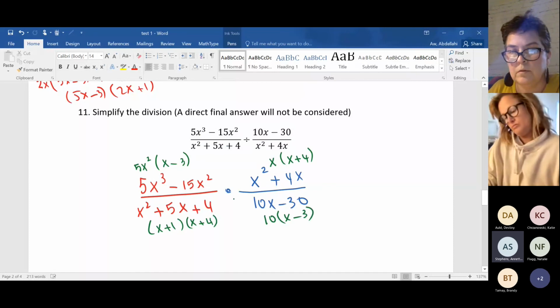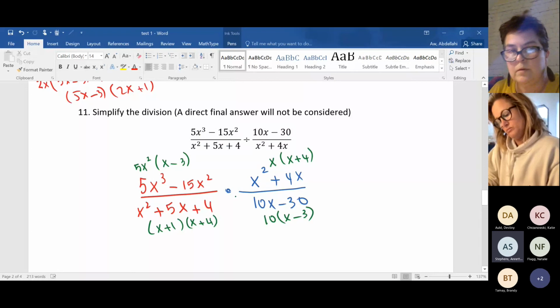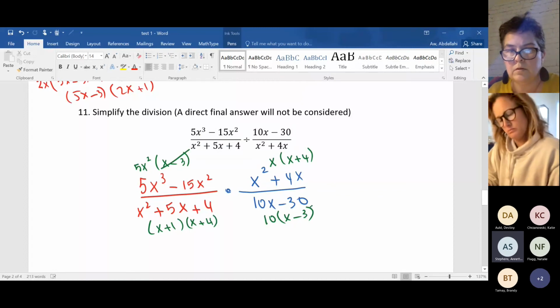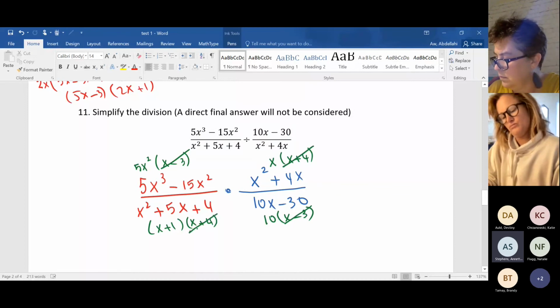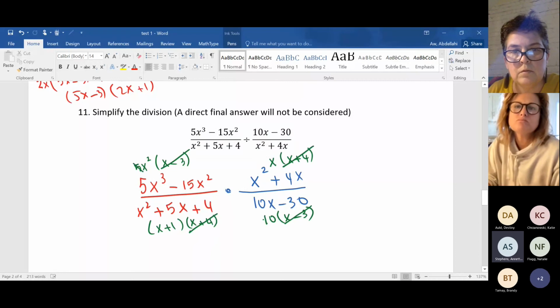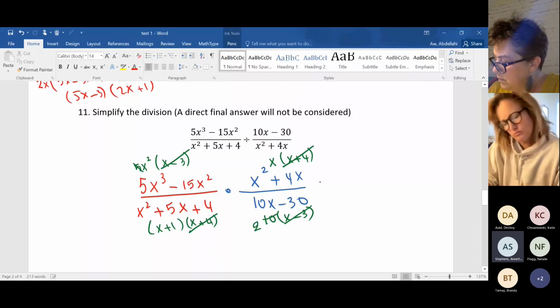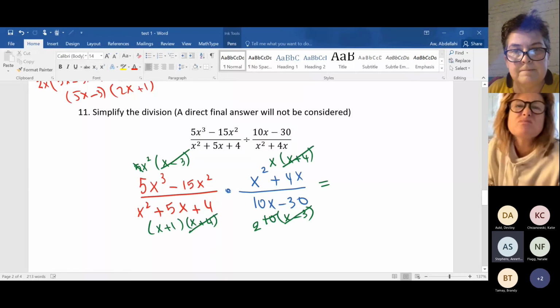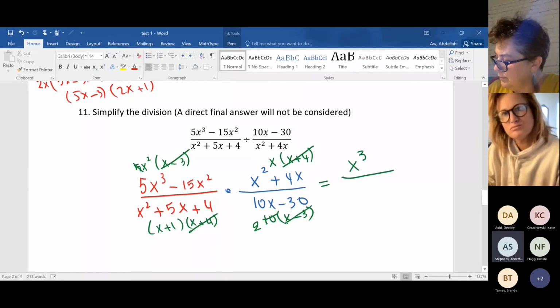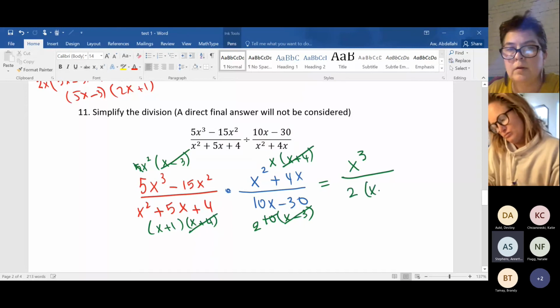Now that I have a multiplication, I cross out numerator versus denominator. Doesn't matter where they're at, right? You see this x minus 3 crosses out with this one. X plus 4 crosses out with this one, right? I'm not done yet. 5 here and 10 here. I simplify, I have 2 left, right? What do I get? X squared times x is x cubed. And here I have 2 left and x plus 1 left.